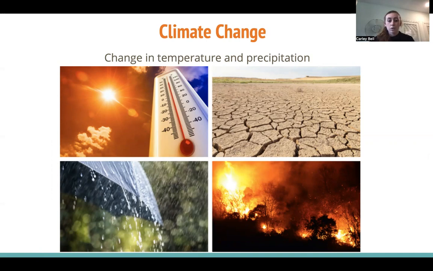The second is drought. The third is heavy precipitation and rainfall. And the last is forest fires. Those are very different scenarios, but all are caused by climate change. So like I said, it can look like many different things. But the main thing to understand is just that overall, it is a change in the average conditions.